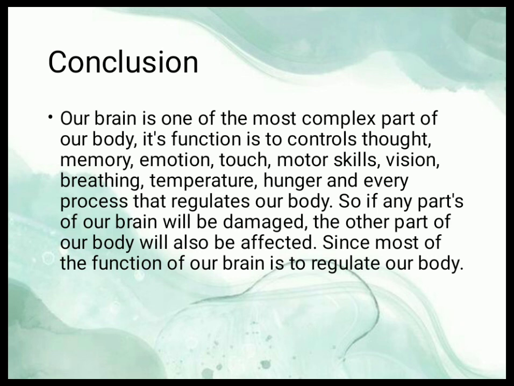Conclusion: our brain is one of the most complex parts of our body. Its function is to control thought, memory, emotion, touch, motor skills, vision, breathing, temperature, hunger, and every process that regulates our body. So, if any part of our brain is damaged, other parts of our body will also be affected, since most of the functions of our brain are to regulate our body.